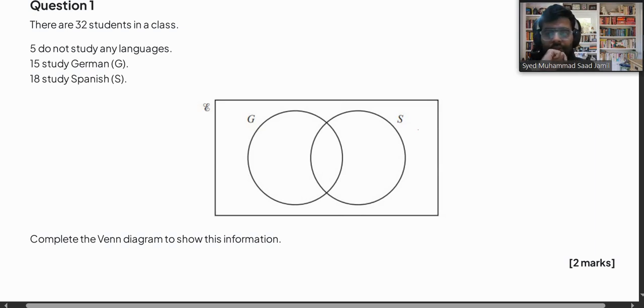Look, the 15 students that are studying German, there are chances that out of these 15 students, some students might also be studying Spanish. Out of the 18 students studying Spanish, there are chances that some students might be studying German. So I will write over here X, students that study both German and Spanish. Now I only want to find the students who only study German. So I will do 15 minus X.